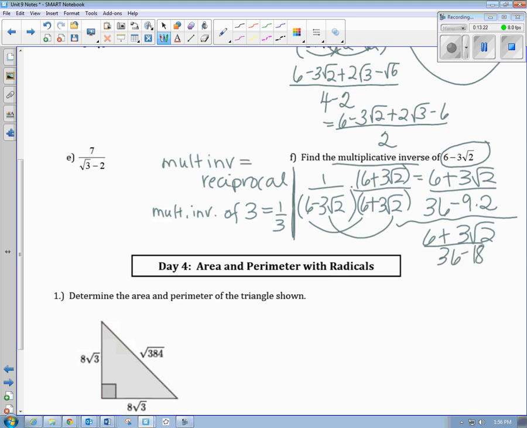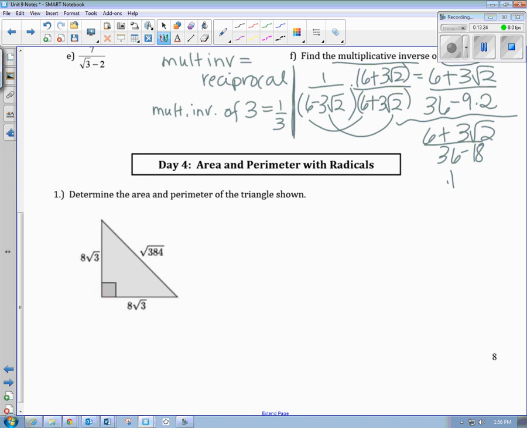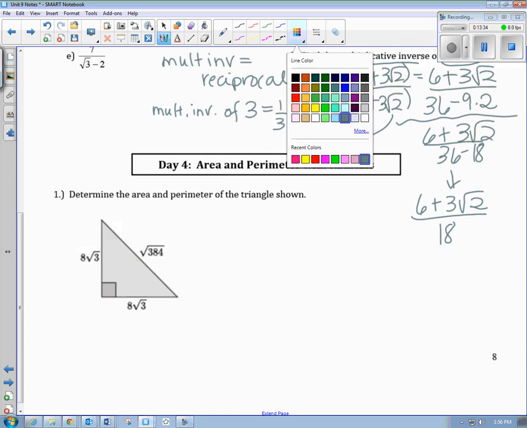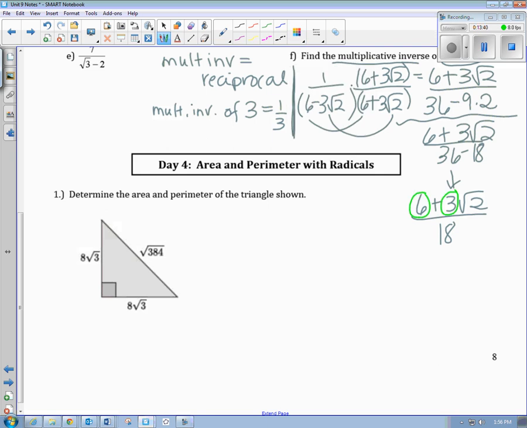If I move along a little further and reduce that now, that gives me 6 plus 3 radical 2 on the top, and 18 on the bottom. And if we use our little shortcut for dividing and reducing, we can say, if I look at all 3 numbers that are not under the radical, if they can all be divided by something, I'm going to do that dividing. I can divide 6 by 3, 3 by 3, and 18 by 3, which gives me a final answer of 2 plus radical 2 over 6.